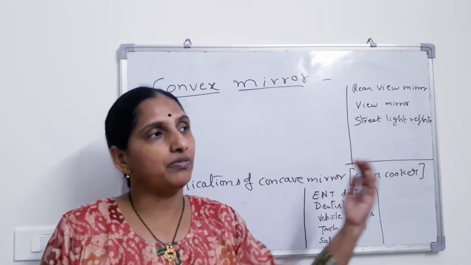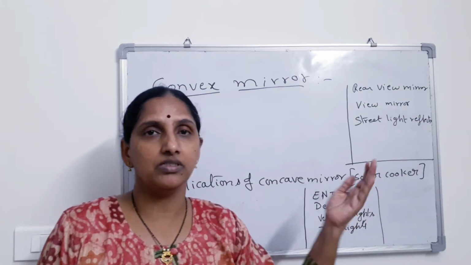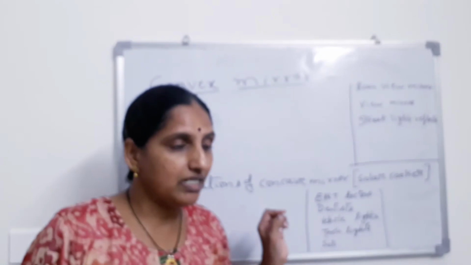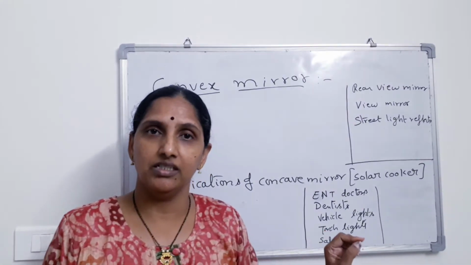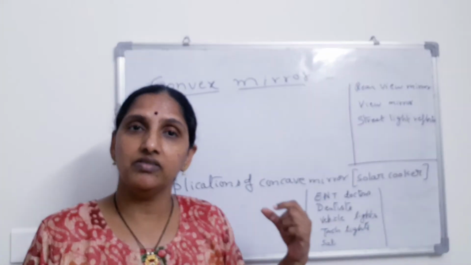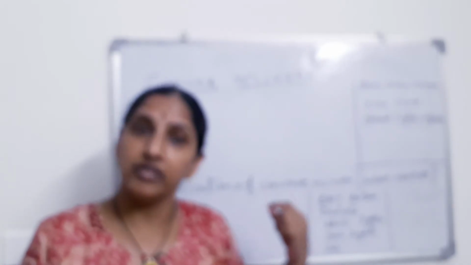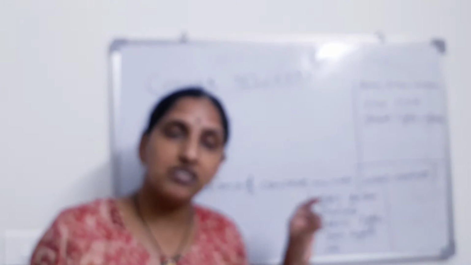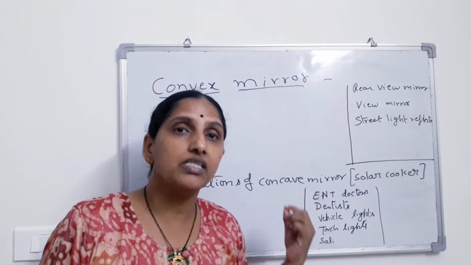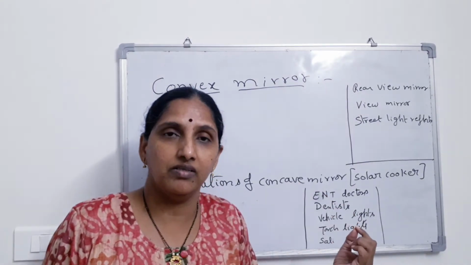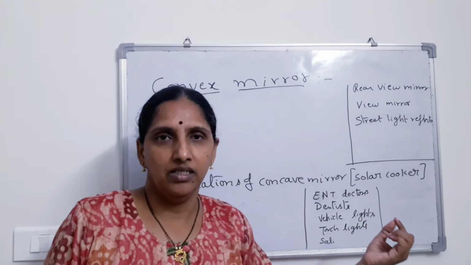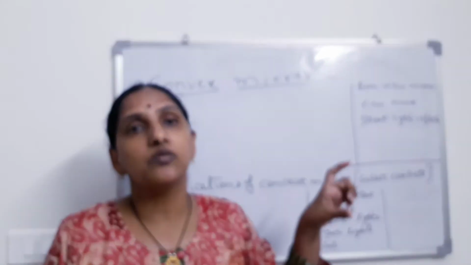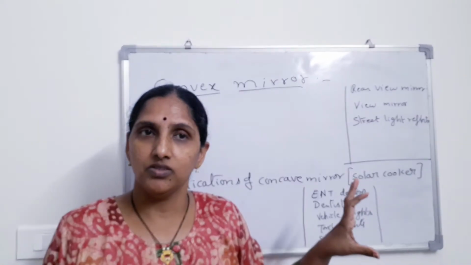That means as the object is coming closer, the image is moving away from the mirror, and the size of the image is also increasing. When the image was formed at F, it was diminished. Then between F and C, smaller in size, that means the size increased from diminished to a finite value. And when it is formed at C, it is equal to the size of the object.